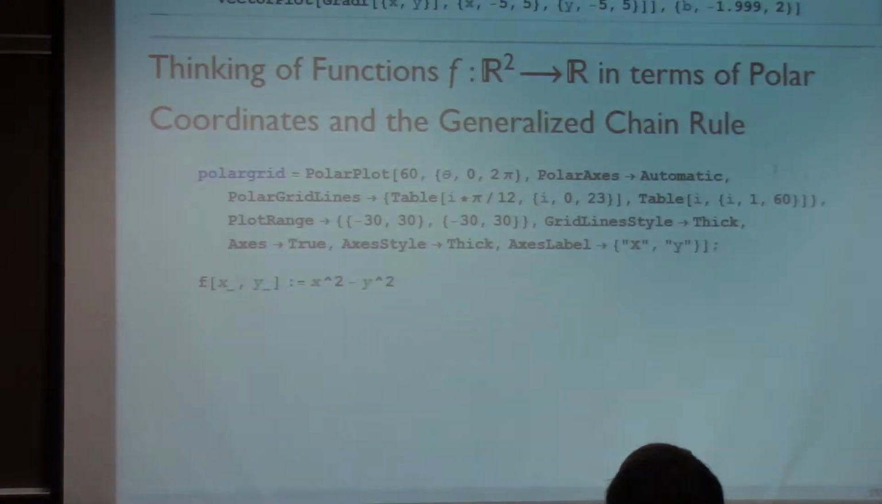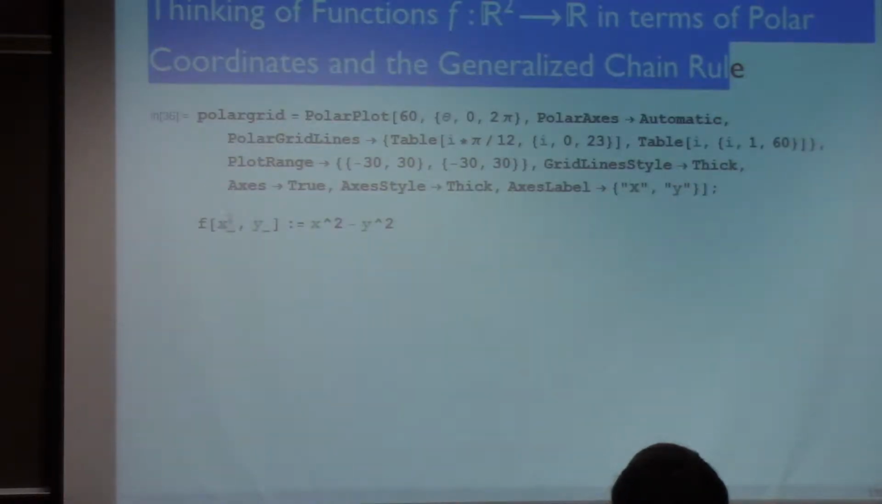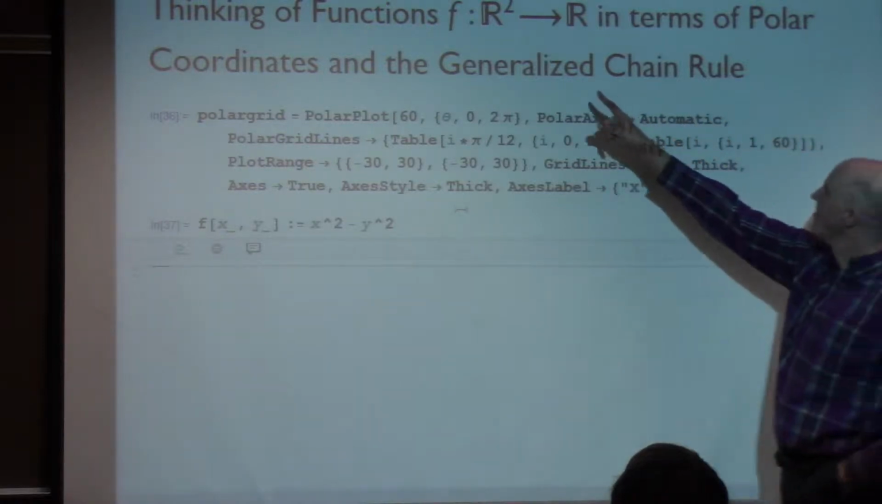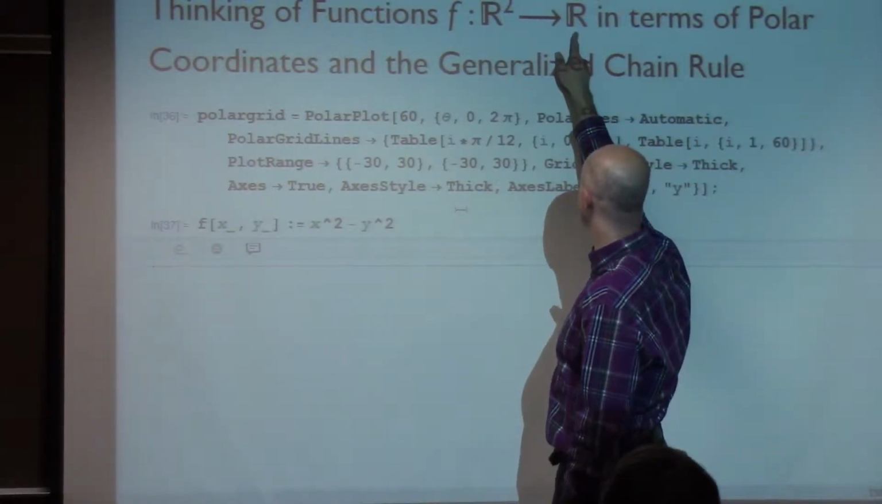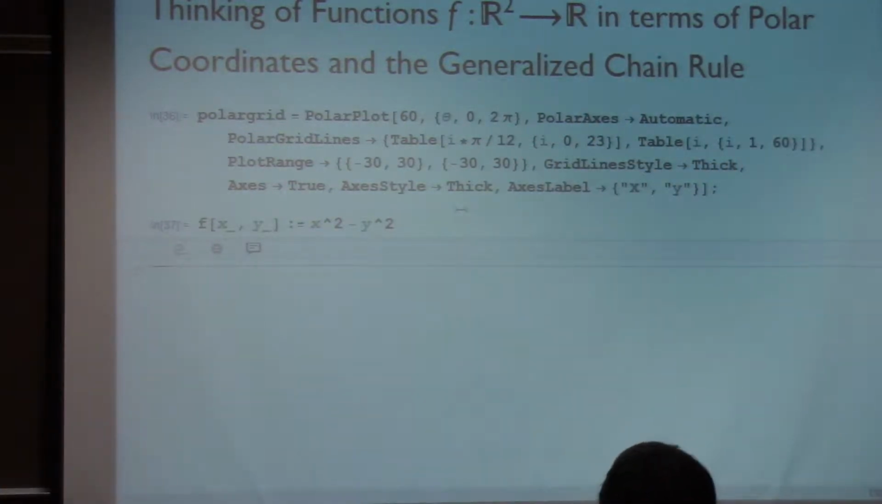For the remaining time in class today, however, I want to do something different. I want to do a simpler example. So here's a simpler function here, x squared minus y squared, of how to think of a function whose domain is the two-dimensional plane and whose codomain is the real number line in terms of polar coordinates instead of rectangular coordinates, and something called the generalized chain rule.